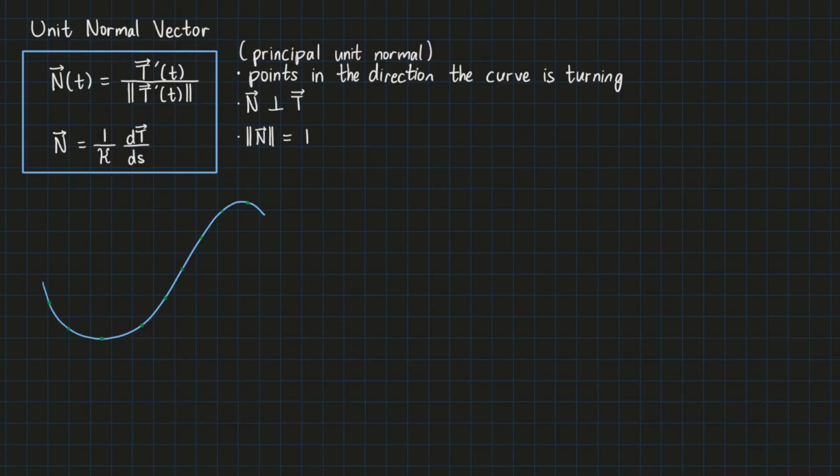Next, we're going to talk about the unit normal vector, and this is sometimes called the principal unit normal, or principal normal vector. The unit normal vector is orthogonal to the unit tangent vector, and like the unit tangent vector, the unit normal vector has a magnitude of 1. And this vector points in the direction that the curve is turning. So first, I'm going to draw the unit tangent vectors along this curve. In red, I'm going to draw the unit normal vectors, and like the unit tangent vectors, they should have the same length of 1.